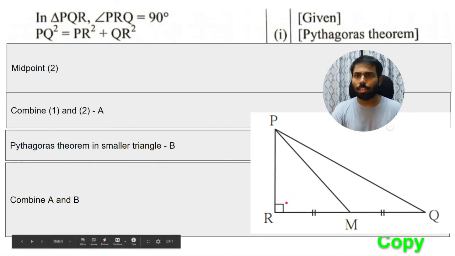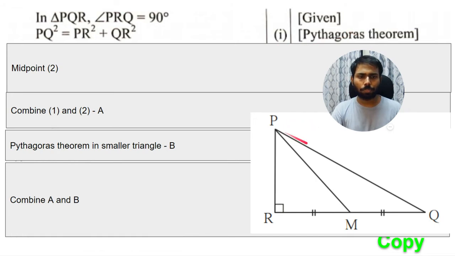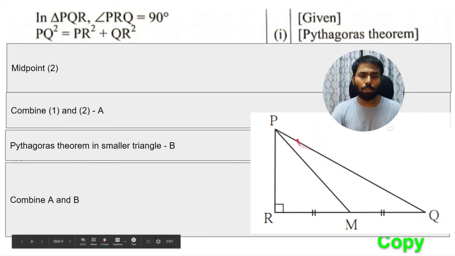PRQ is 90 degree. This angle is 90 degree. It was given in the question. Use the Pythagoras theorem. So PQ square will be equal to PR square plus QR square. Right? That's what they've written over here. And I'm calling that as my equation number 1. Next, use the fact that it is a midpoint.